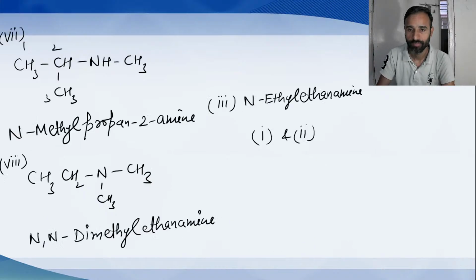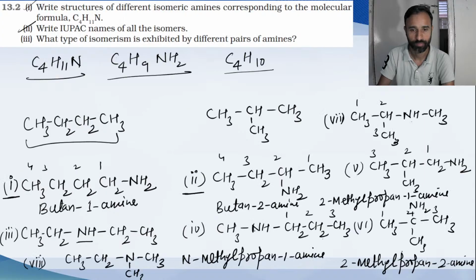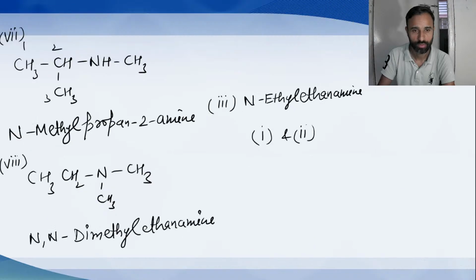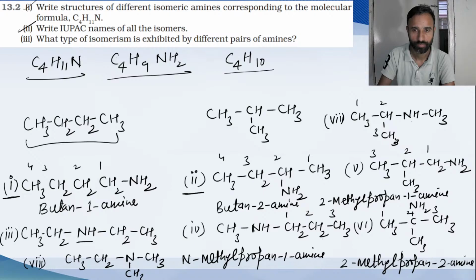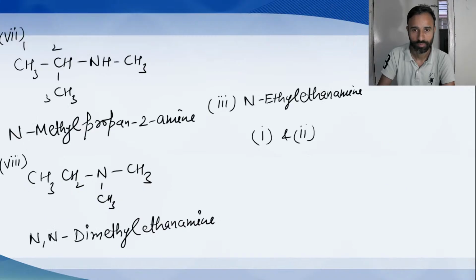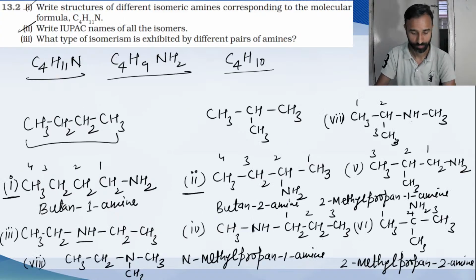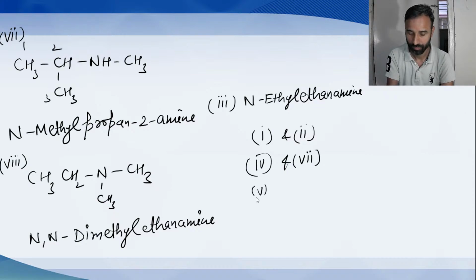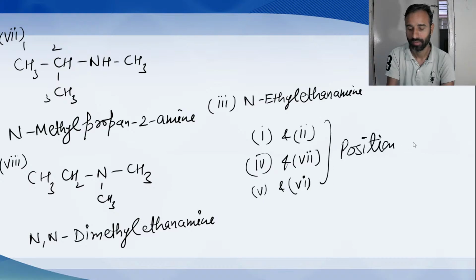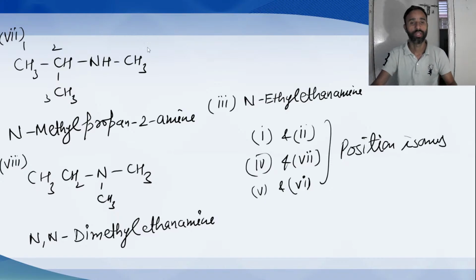Okay, first, second, then fifth, sixth, and fourth, seventh. Fourth, seventh, and fifth, sixth. These are addition isomers. Okay.